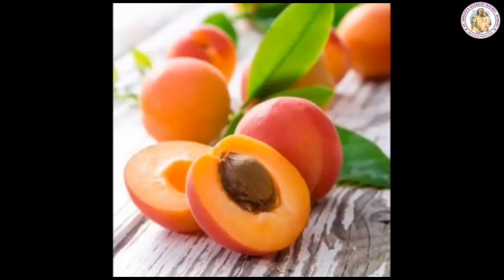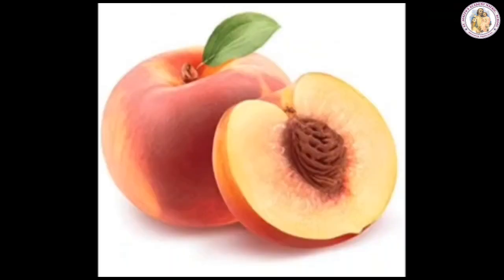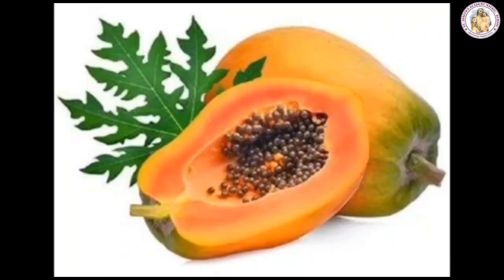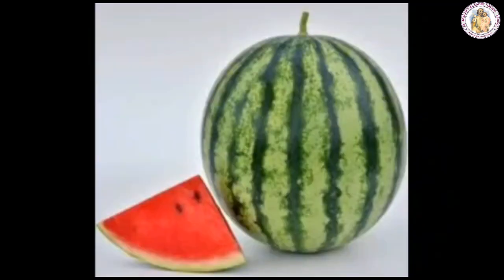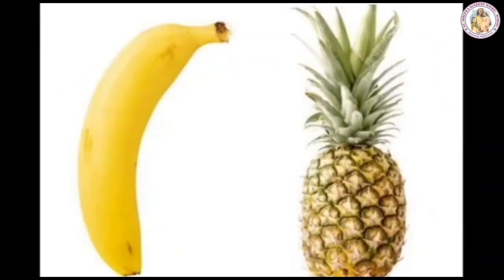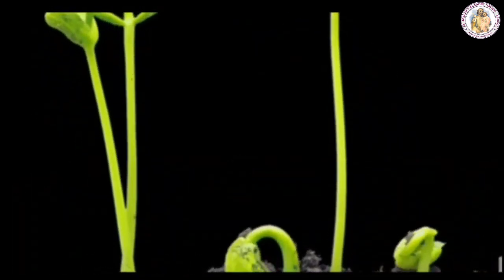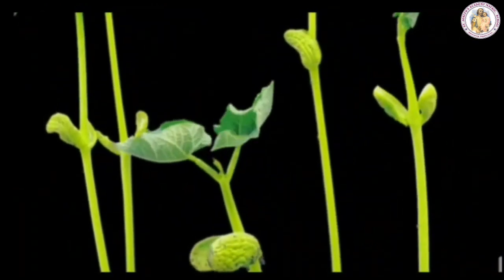Example, apricot, mango, coconut, and peas. Some fruits have many seeds. Example, papaya, watermelon, and orange. Some are seedless. Example, pineapple and banana. New plants are grown from seeds.